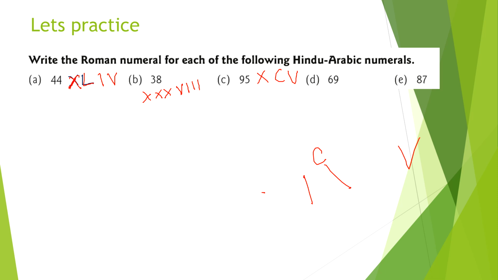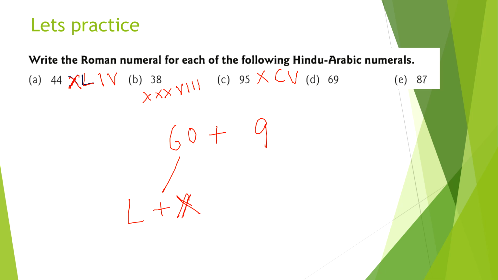Next one is 69. Now here, what is 69 if you break it up? 60 plus 9, right? Can we make 60 using L? Let's see. L plus X. This is possible. X is a smaller number and we are using it only once. Plus 9. If you remember, we have to write 9 like this, that is 10 minus 1. So combine it. This is LXIX.